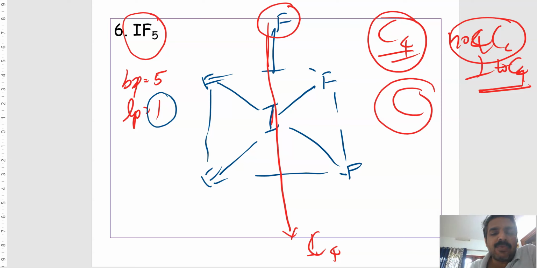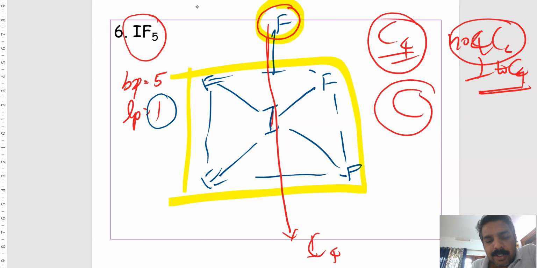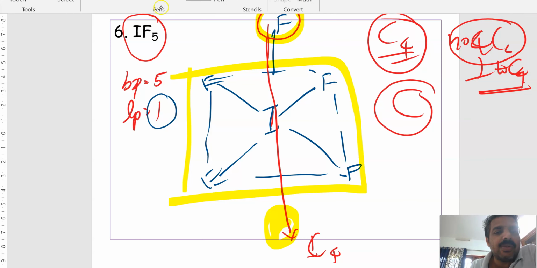And the sigma plane, look for sigma h. Does the molecule have sigma h? No. This is a possible sigma plane, but this fluorine has no counterpart below. If there were a fluorine here, there would be a sigma h, but there is no fluorine here. So sigma h is not present. But there are 4 sigma v's. You can easily find 4 sigma v's here.